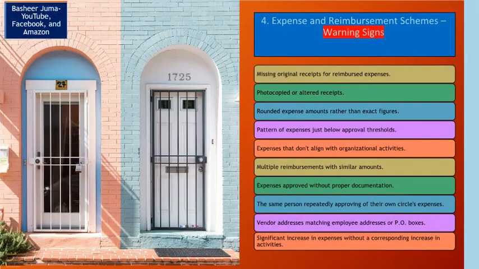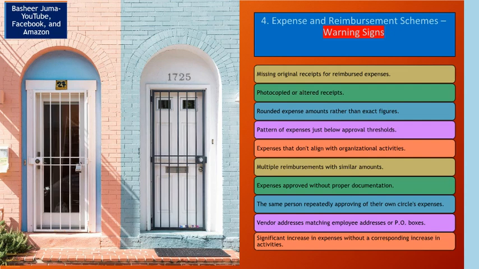Warning signs. Missing original receipts for reimbursed expenses. Photocopied or altered receipts. Rounded expense amounts rather than exact figures. Pattern of expenses just below approval thresholds. Expenses that don't align with organizational activities. Multiple reimbursements with similar amounts. Expenses approved without proper documentation.